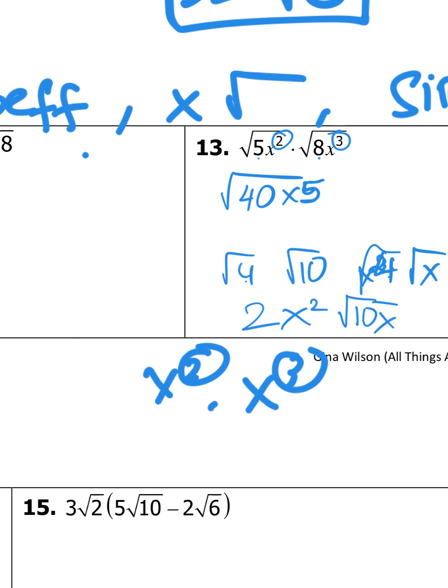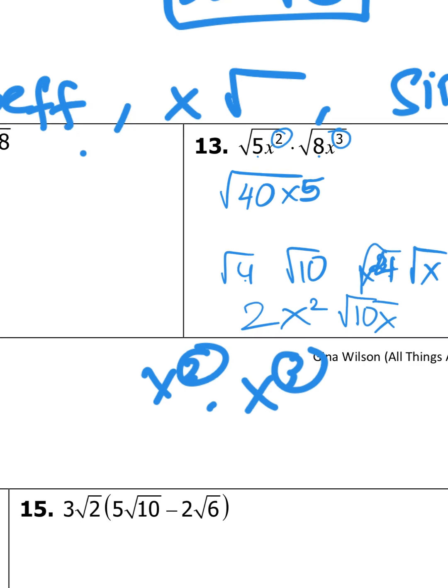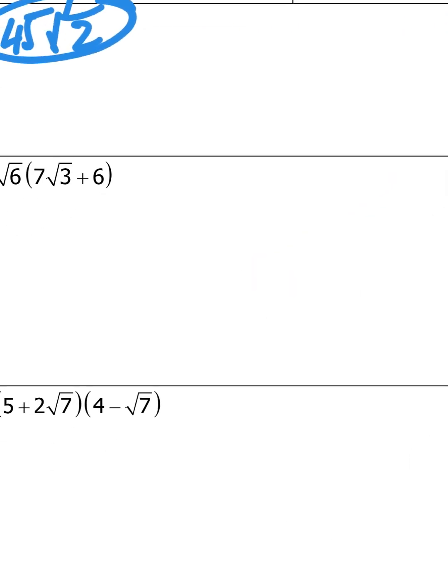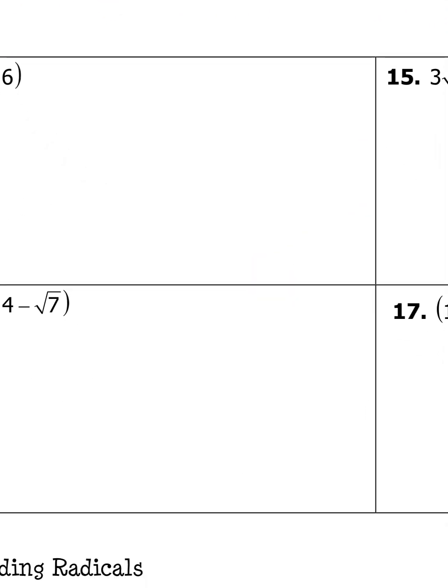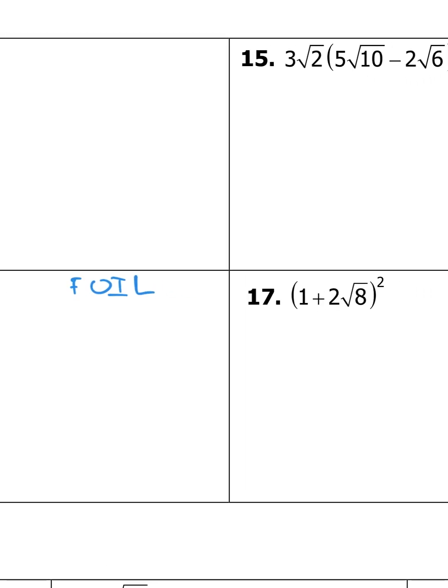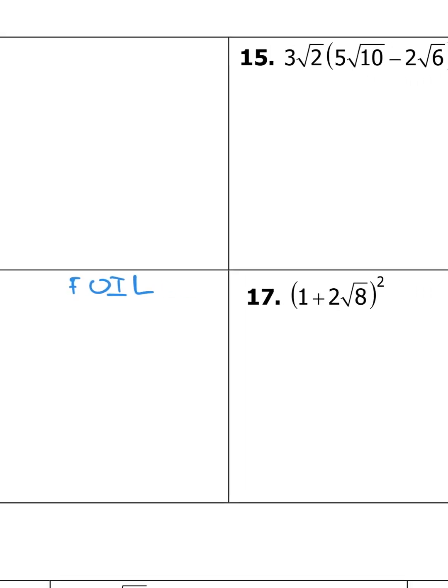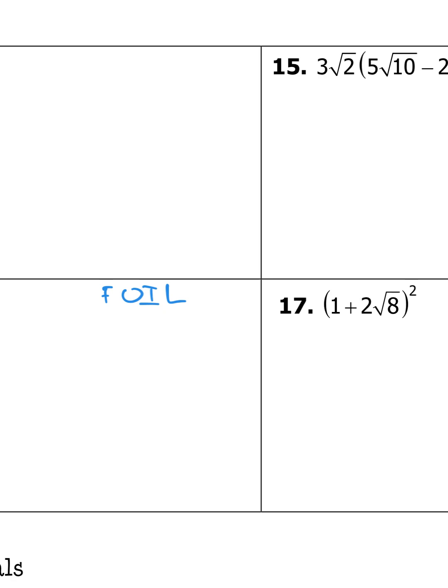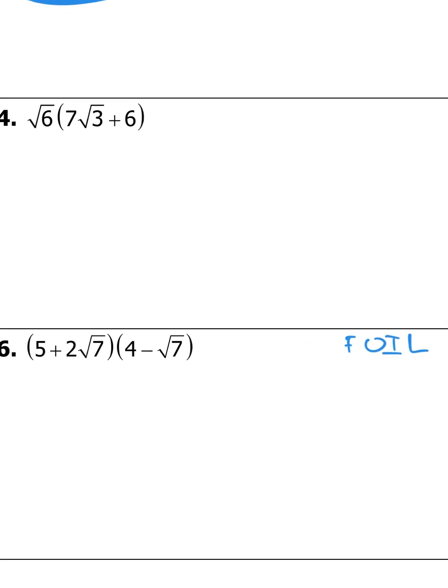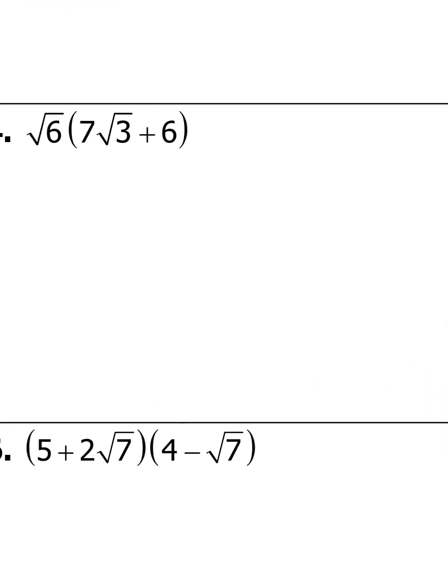Next one will be some distributive properties. And also, you will be able to FOIL for number 16, right? And you can do the perfect square trinomial for number 17. Alright, so I will try number 14 by distribution.